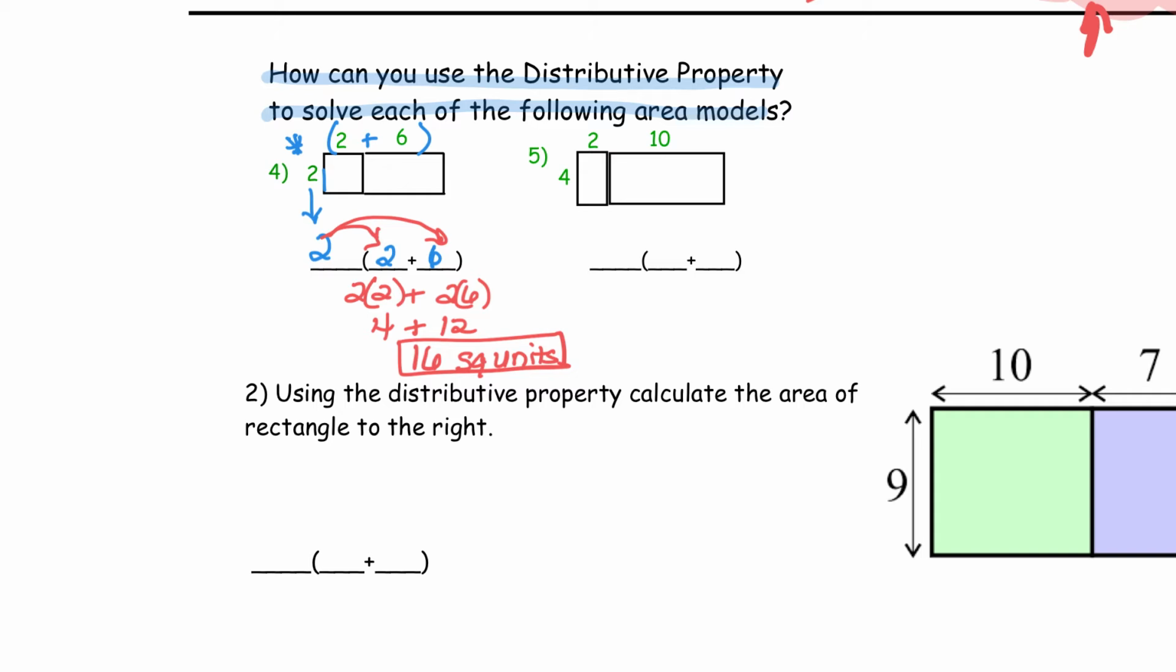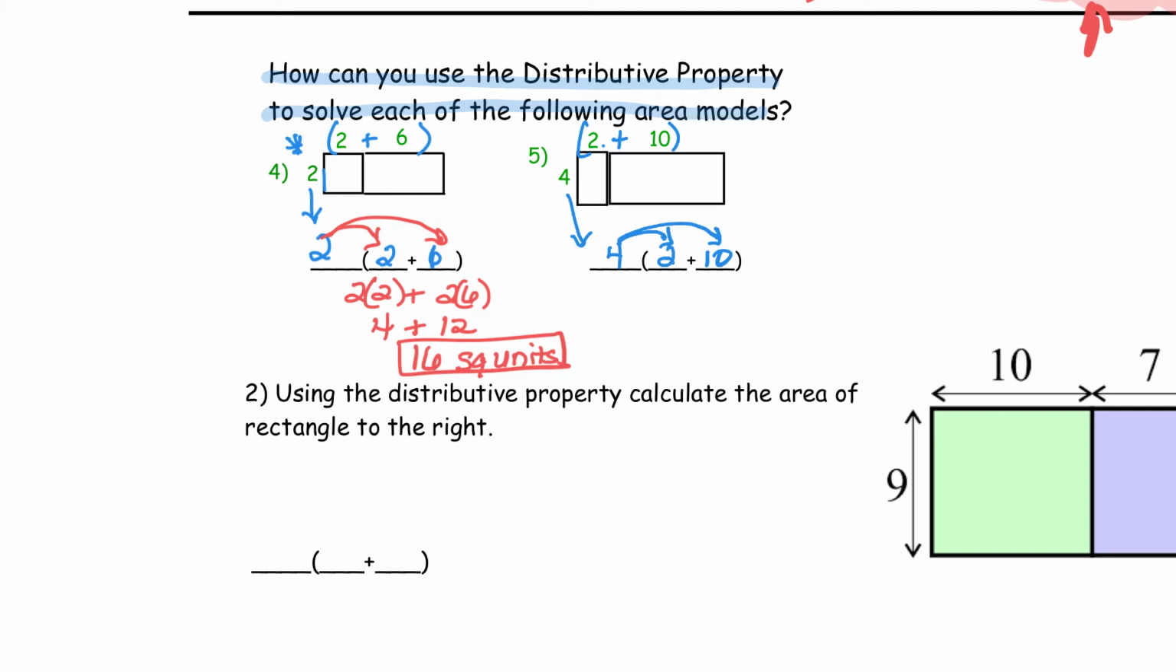Let's take a look at number 5. Number 5 is pretty much the same type of setup. So we have 4, and then I notice I have a length of 2 and 10. So all I'm doing now is just dropping these numbers into the setup for the distributive property. And then I multiply the 4 onto each of the addends inside the parentheses.